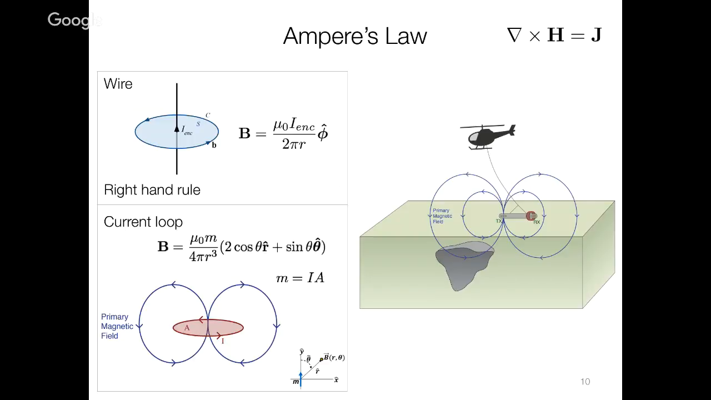So the formula for what that magnetic field is given by this, and there are two things here that are important. First, there's M, the magnetic moment, and that is equal to the product of the current and the area. And the other thing is that it falls off as 1 over R cubed. Those are the two really important things that we always want to remember.